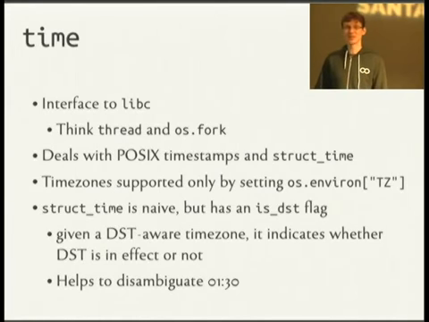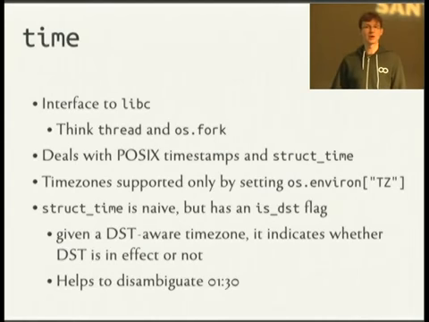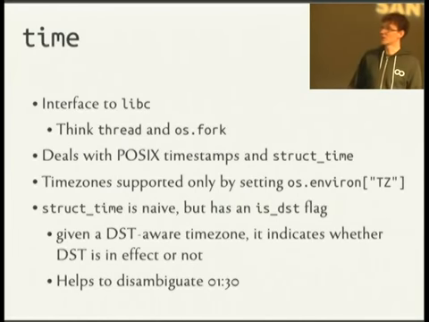struct_time is naive, but it does have an isdst flag, so that if your time zone is set to, for example, EST5EDT, it can tell which side of daylight savings you're on. For that one hour when it's ambiguous, but also there are places, the province of Saskatchewan, for example, is on Central Standard Time all year round. So for half the year, they are in the same time as Alberta, and half the year they're on the same time as Manitoba, the two provinces on either side that do observe daylight savings time. So it's important to know, should DST be set at all?